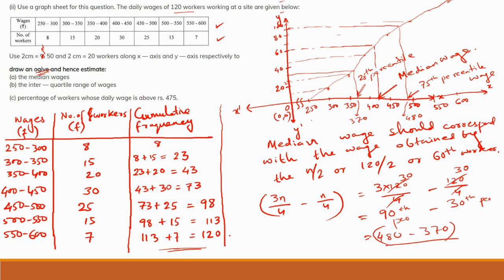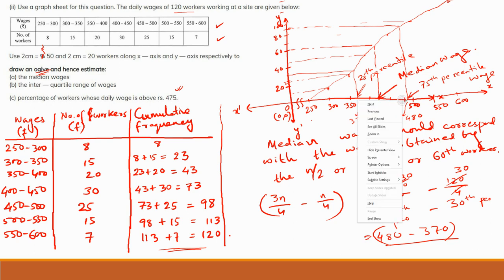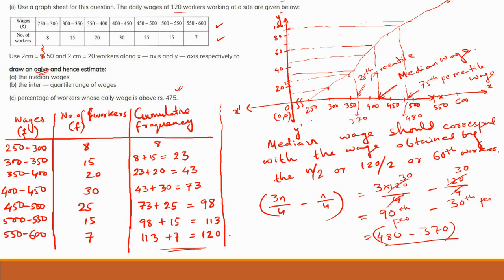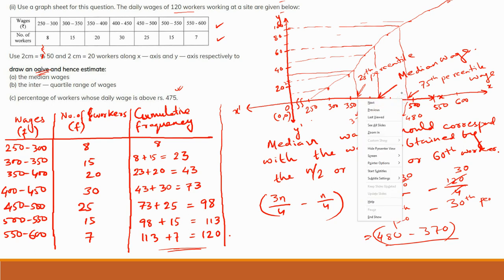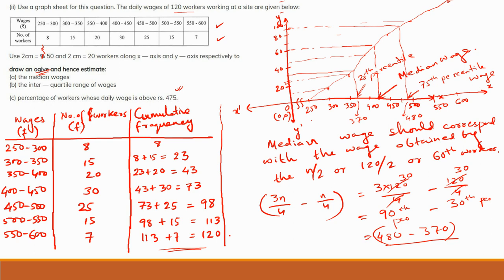Percentage of workers whose daily wage is above rupees 475. So let's say 475 is here, in the middle of 470 and 480. It's asking what is the percentage of workers whose daily wage is above 475. So there are 120 workers on the y-axis. I just drew 120 workers, lined it up on the y-axis, and the x-axis is the wages. We lined it up on the wages.